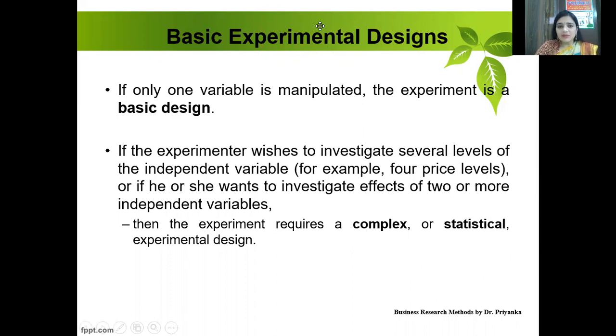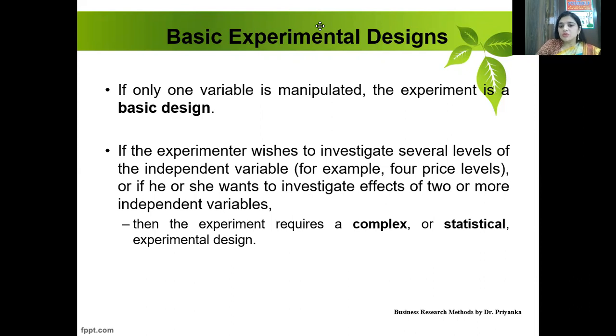Basic experimental designs are basic. If only one variable is manipulated, then the experiment is a basic design. One variable is manipulated means we just have one independent variable and one dependent variable, and we are manipulating one independent variable here. That is basic experimental design. But when we manipulate more than one variable, this can be concluded as a complex or statistical experimental design.